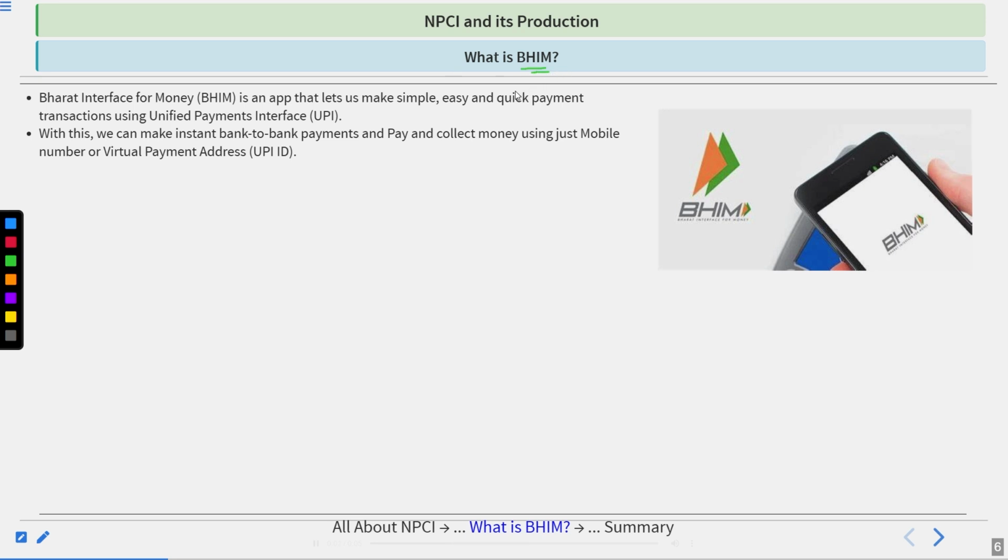Now, BHIM. BHIM stands for Bharat Interface for Money. Again, Bharat Interface for Money, in short, BHIM. It is an app that lets us make simple, easy, and quick payment transactions using the Unified Payments Interface, UPI. If you use UPI from the platform of BHIM, you can make simple, easy, and quick payments within seconds. With this, we can make instant bank-to-bank payments and pay and collect money using just a mobile number or virtual payment address, which means UPI ID.